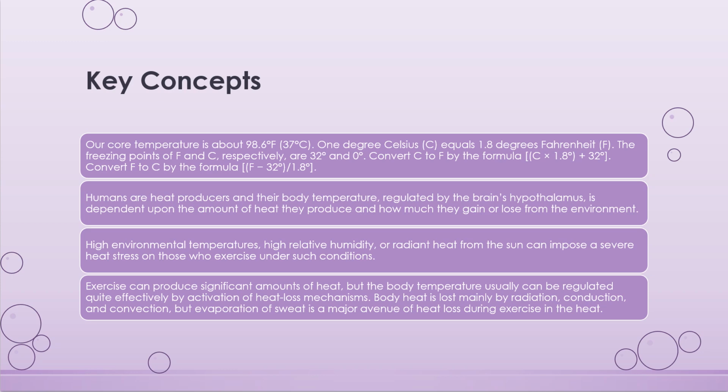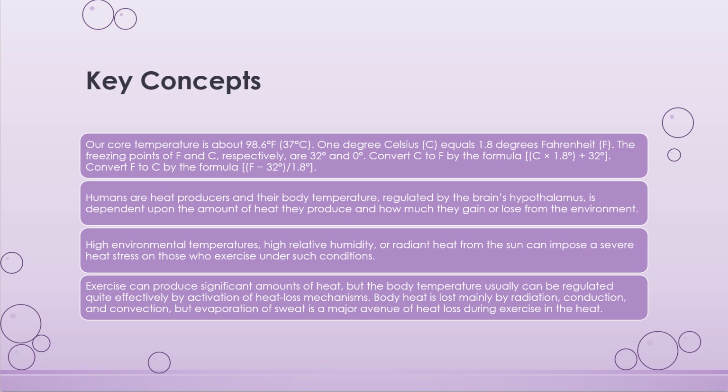And here are the key concepts. Our core temperature is about 98.6 degrees Fahrenheit. 1 degree Celsius equals 1.8 degrees Fahrenheit. The freezing points of Fahrenheit and Celsius, respectively, are 32 degrees and 0 degrees. So you have to convert Celsius to Fahrenheit using a formula depending upon what you're using it for.